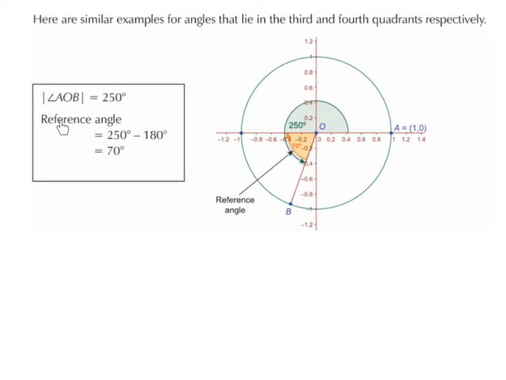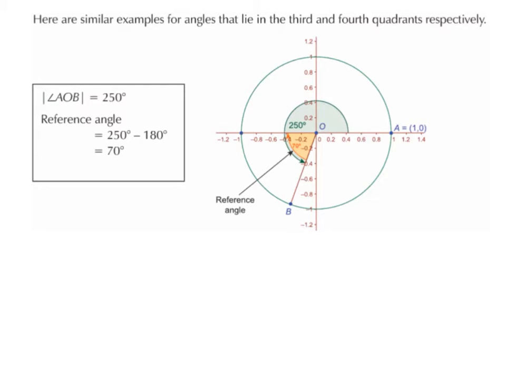So to find the reference angle, we take 250 degrees, take away 180 degrees, which leaves us with 70 degrees. So this is the reference angle.